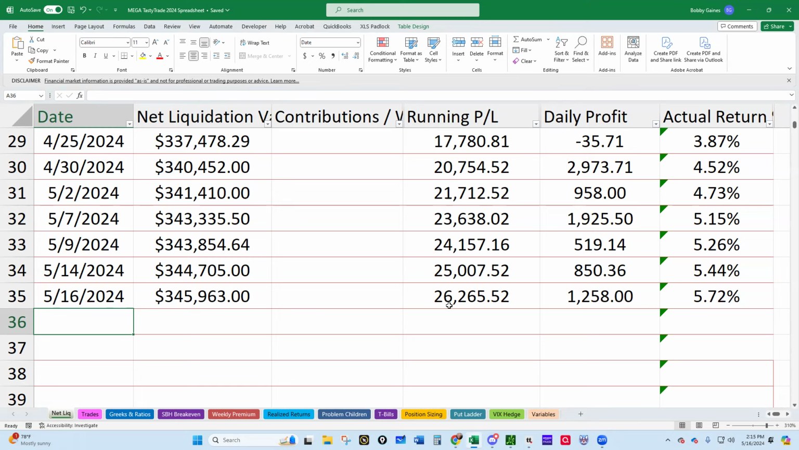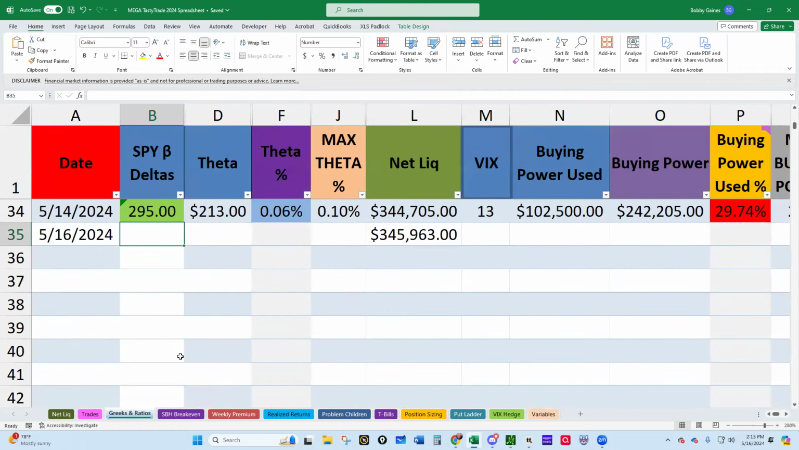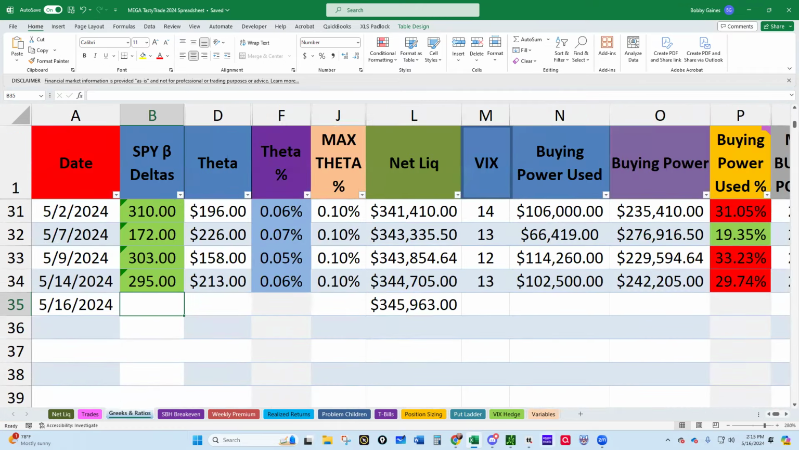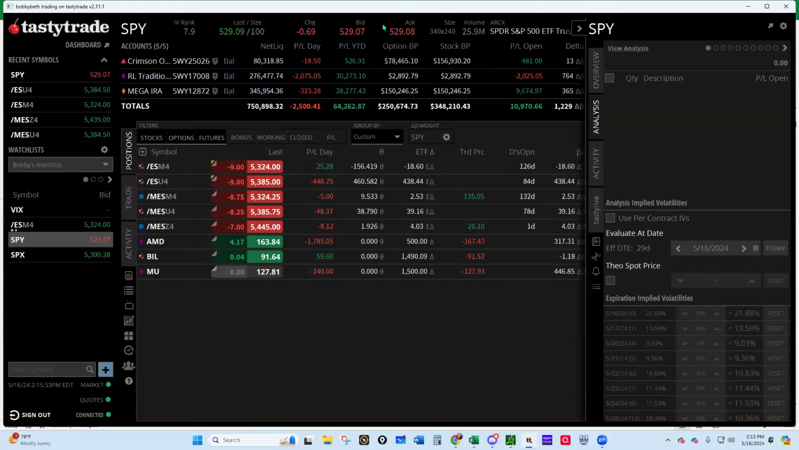Look at that, y'all. We have made $26,265 this year. We're up $1,258 since the 14th. Theta Decay will keep the bill collectors at bay. Ain't that good? I got all my bills paid up. Praise the Lord.